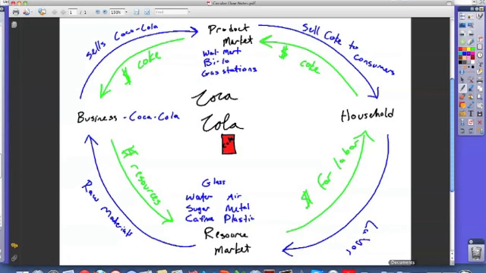Okay, we'll start at the bottom here at the resource market. Okay, resource market is raw materials. If you look, we have things like glass, water, sugar, caffeine, air, metal, plastic, all things that go into making a Coca-Cola. That's bottling and everything.